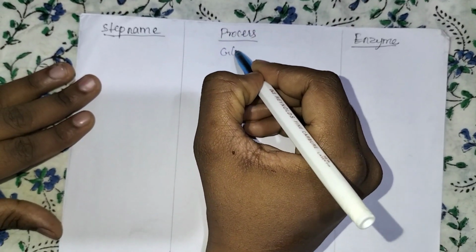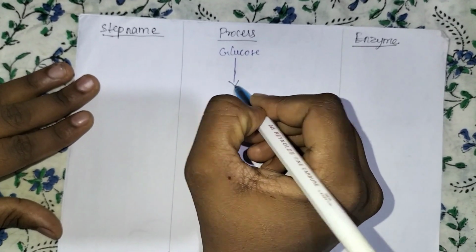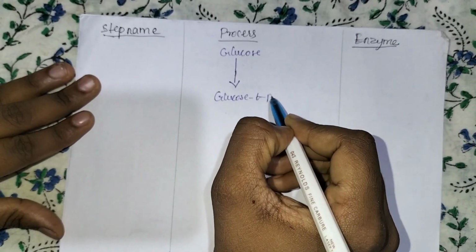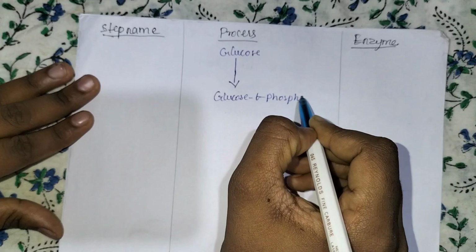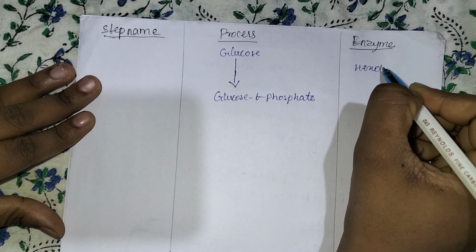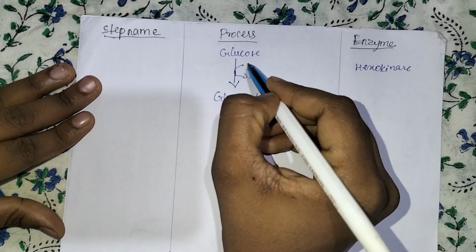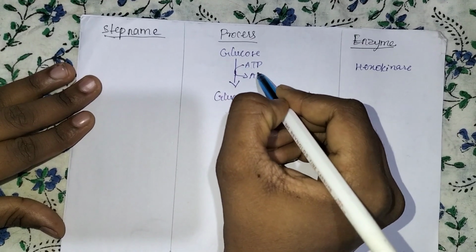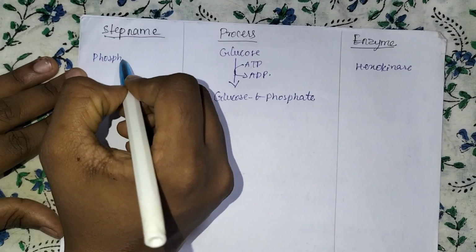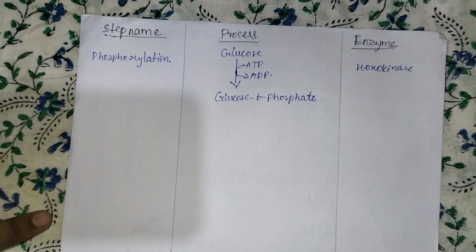Here what happens? First we know glucose. The glucose in the cytoplasm gets converted into glucose 6-phosphate. Okay, glucose is converted into glucose 6-phosphate, and the enzyme here, I already said, is hexokinase. Here one phosphate is added by utilizing one ATP. So one ATP is utilized, so it becomes ADP. So phosphate is added. This step is called phosphorylation. Okay, next, second step.